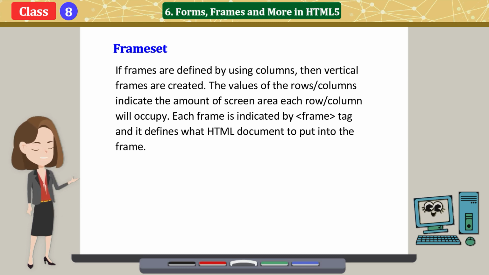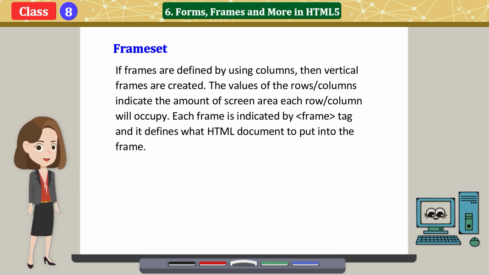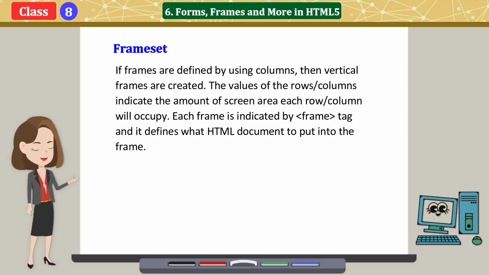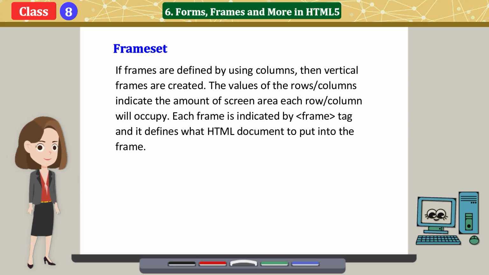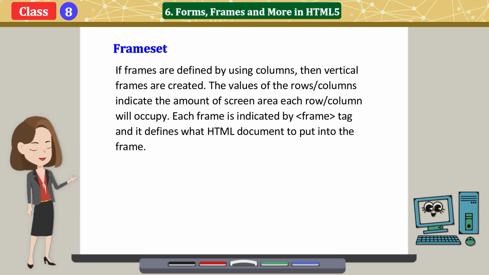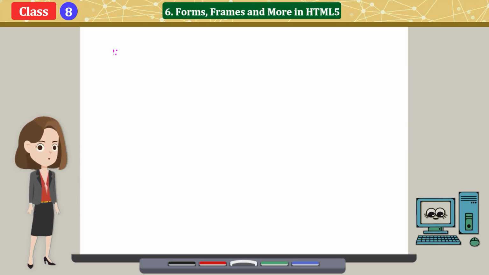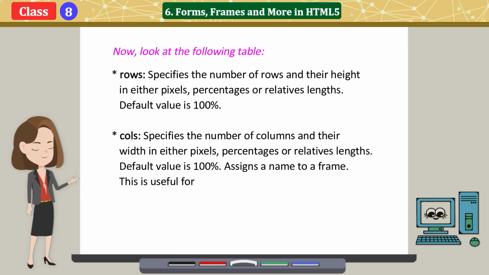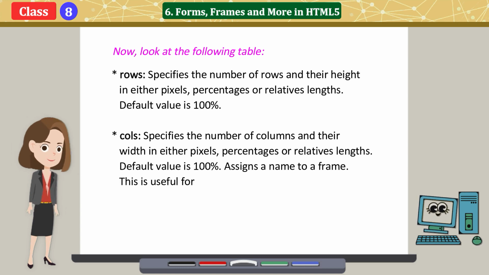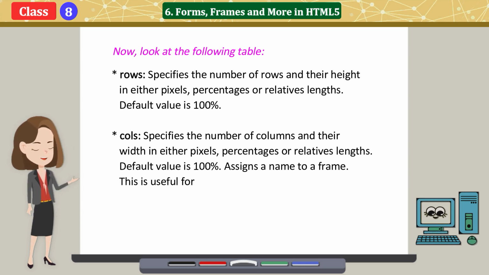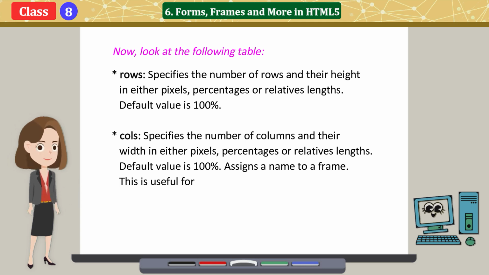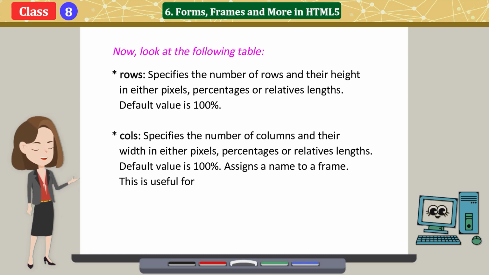The values of the rows and columns indicate the amount of screen area each row or column will occupy. Each frame is indicated by the frame tag, and it defines what HTML document to put into the frame. Now, look at the following table. Rows specifies the number of rows and their height in either pixels, percentages, or relative lengths. Default value is 100%. Cols specifies the number of columns and their width in either pixels, percentages, or relative lengths.